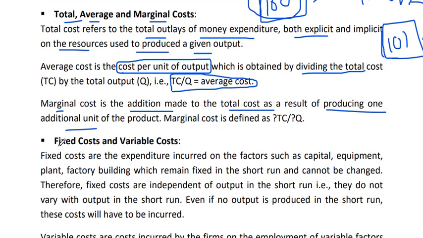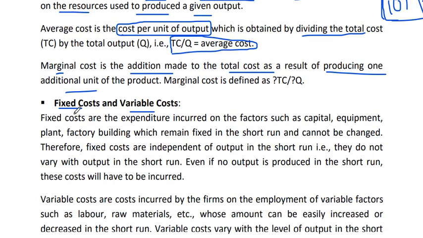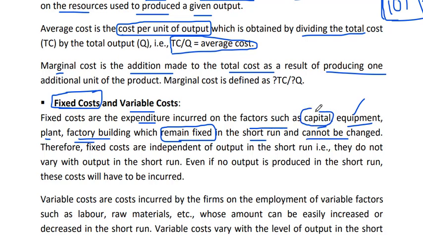Now next, fixed cost and variable cost. Fixed costs are the expenditure incurred on factors such as capital, equipment, plant, factory building, which remain fixed. As the word itself says, fixed, it will be fixed in the short run and cannot be changed. Price of equipment, rent of factory building, capital. So fixed costs are independent of the output in the short run. How much product you are going to produce, it will not depend on fixed cost.